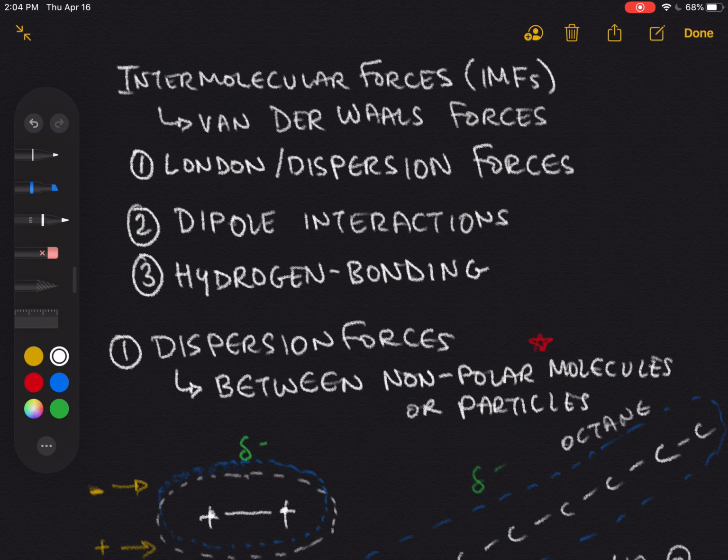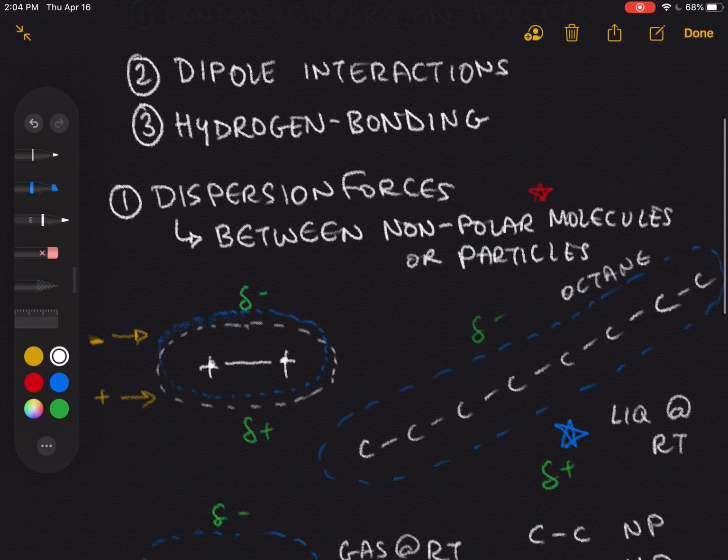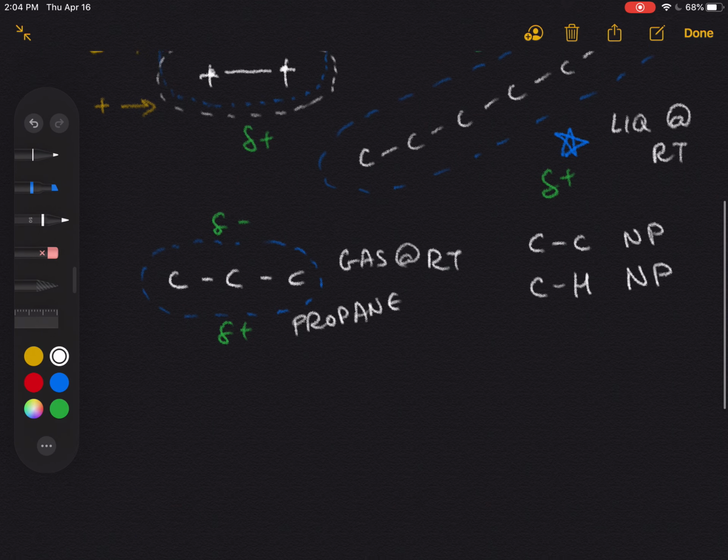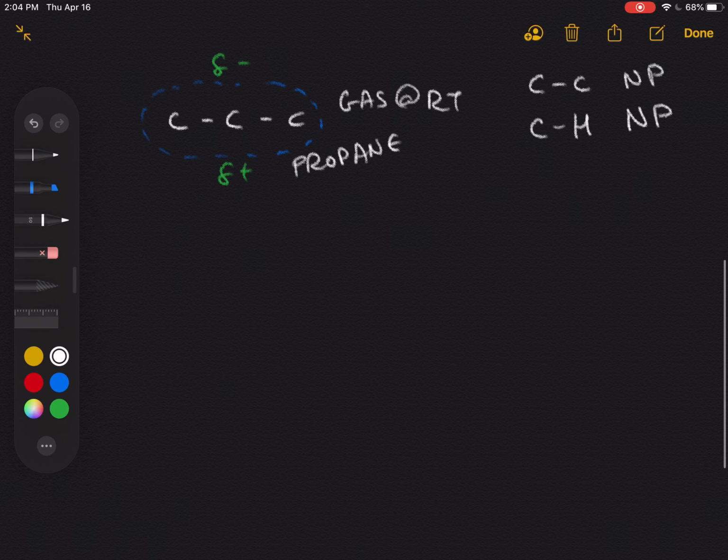Okay, it's time to move on to dipole interactions. So we just talked about dispersion forces. So let's talk about dipole interactions.